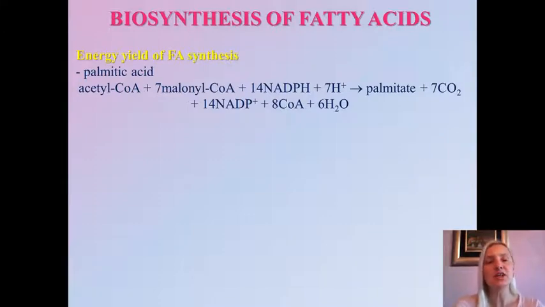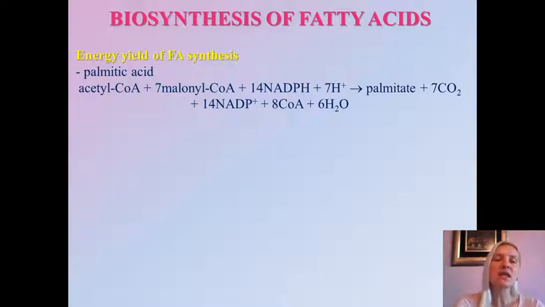So what is the energy yield of fatty acid synthesis? This pathway ensures the synthesis of palmitic acid, and all other fatty acids with longer chain are actually modified after the biosynthesis is completed. So for the biosynthesis of palmitic acid, we need one acetyl coenzyme A for the first 2 carbon atoms, and then 7 malonyl coenzyme A's. For each malonyl coenzyme A incorporated, we need 2 NADPHs, meaning 14 NADPH coenzymes in order to get palmitate.